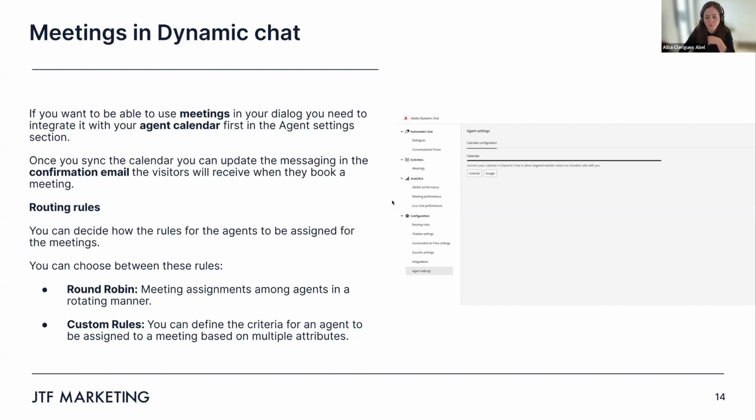And then also it's very important to define the routing rules for the sales agents if you have more than one. We can use round robin, and the meetings are going to be assigned in a rotating manner, or you can use custom rules based on the attributes that you want to use. So for example, if we have different agents for different regions, we can put conditions like if the country is Spain, it's going to go to this specific sales agent. If it's UK, it's going to go to the other one. So yeah, you can customize it as you wish.